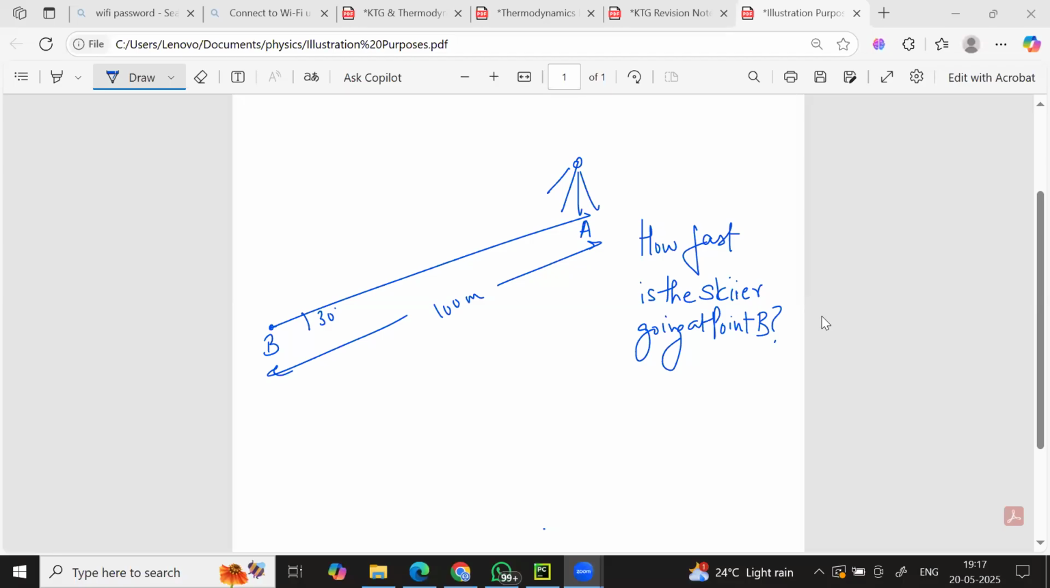Hi there. Here we have a skier at the top of a hill. This hill is sloping at an angle of 30 degrees to the horizontal, and this hill is 100 meters long along the slope. We need to find out how fast the skier is going at point B as he comes down skiing like this.